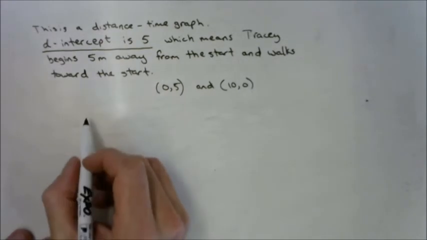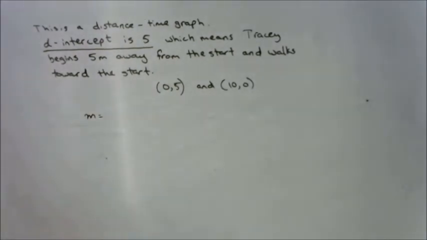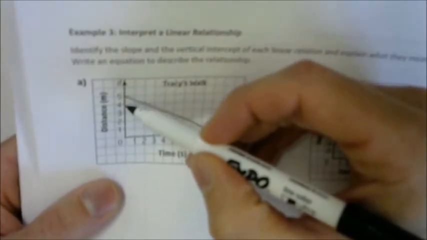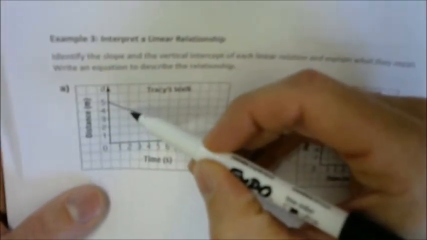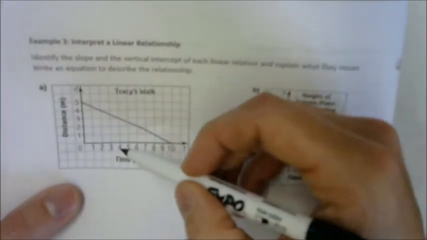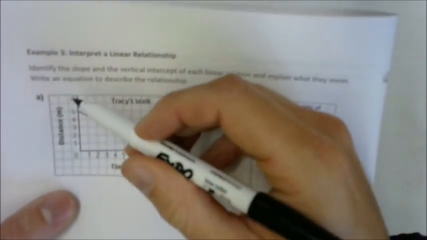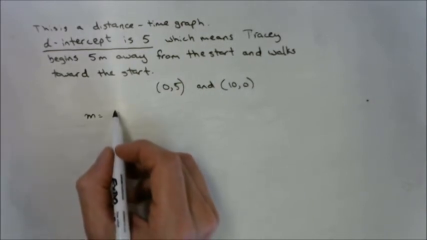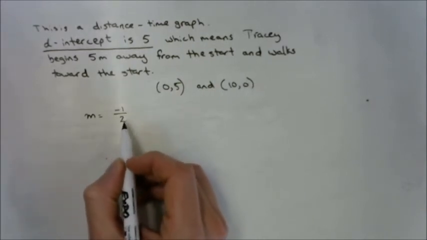So I'm going to show you an easier way to do it. If you're looking at your graph, which is printed there for you, right here, she's going to go down 1 meter over 2 seconds. She's going down 1 block and over 2 blocks. Both of my axes have a scale of 1. 1, 2, 3, 4, 5, 6, 7, 8, 9, 10. And up here, 1, 2, 3, 4, 5. So they both have a scale of 1, which means I can just count blocks. She's going down 1 over 2.